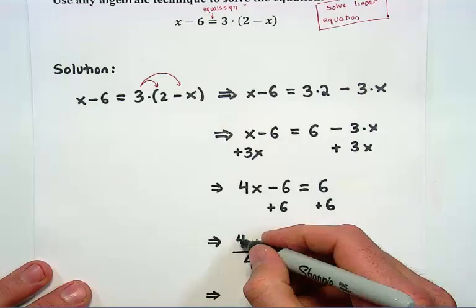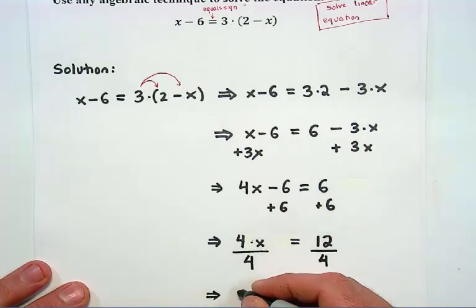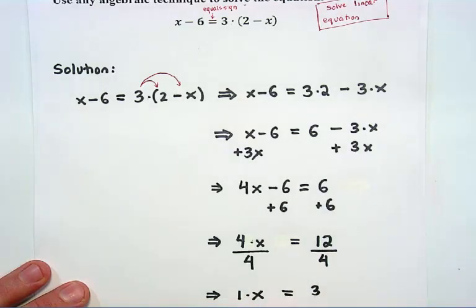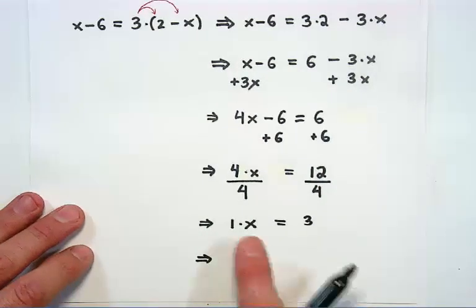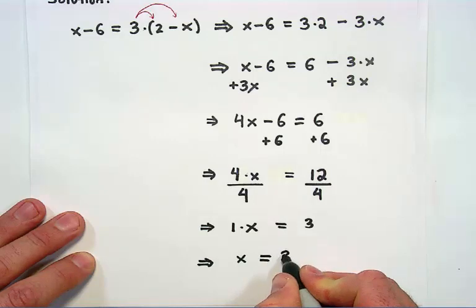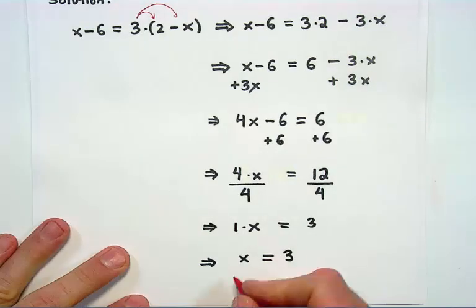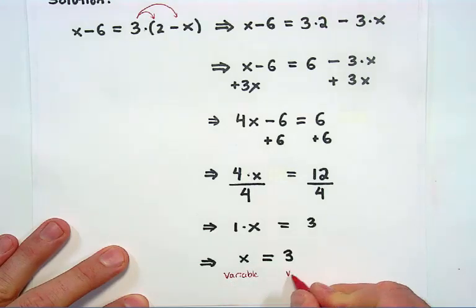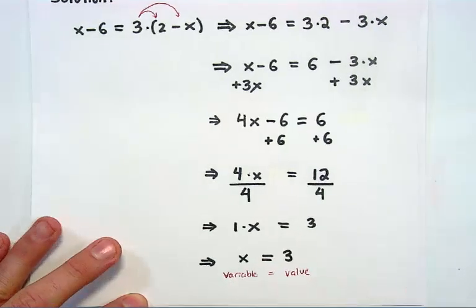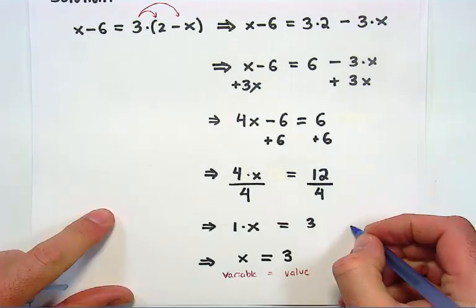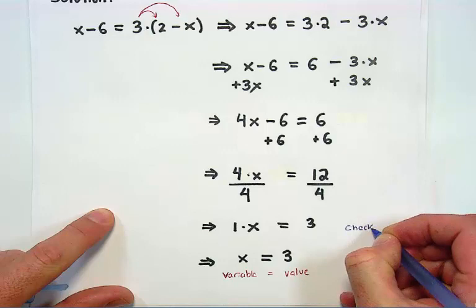Now we say that 4 divided by 4 is 1. 1 times x, and 12 divided by 4 is 3. We also know that 1 times x is just x. Now we've gotten it down into our desired form, variable equals value. We have not yet checked this work. I'm not going to box the darn thing until I check my work.